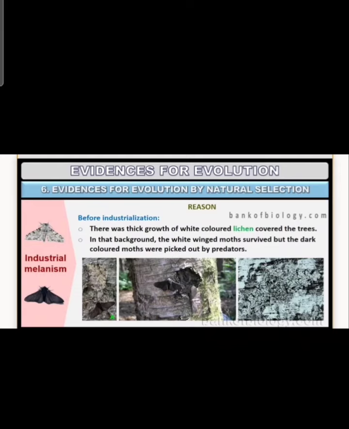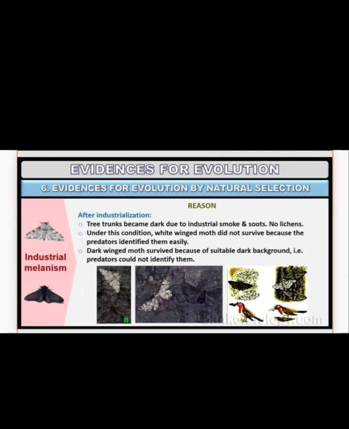Before industrialization, because of the lichens present on the bark, dark-winged moths could not survive because they could be easily detected. But after industrialization, white moths did not survive. So this is how nature selects. Even though there are environmental changes, or any kind of change in the surroundings, based on how the adaptability is seen, nature selects the one which is fit to survive in that situation.